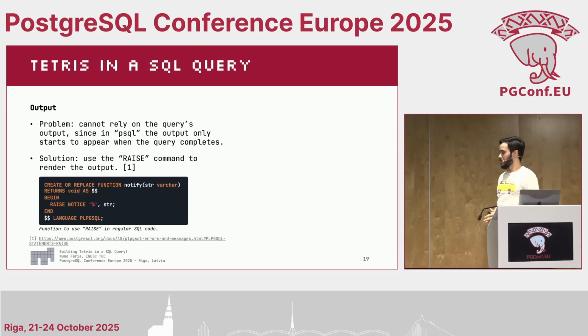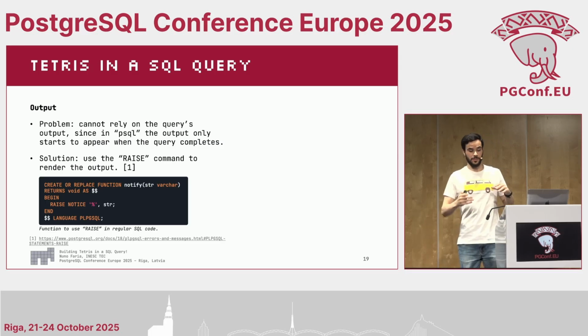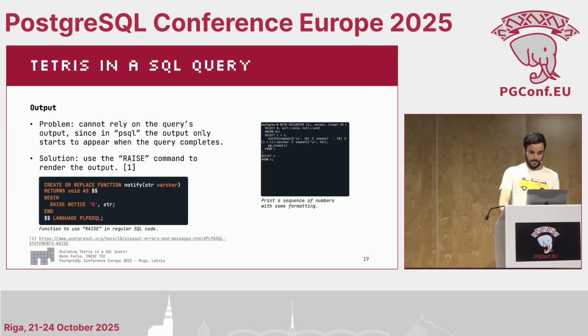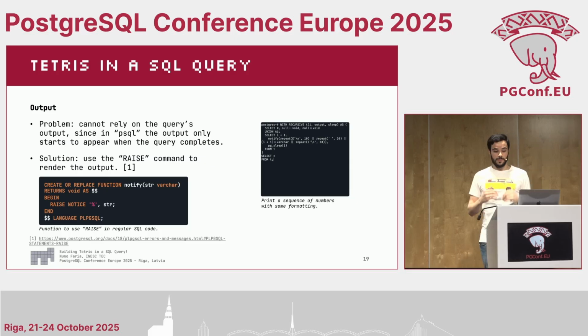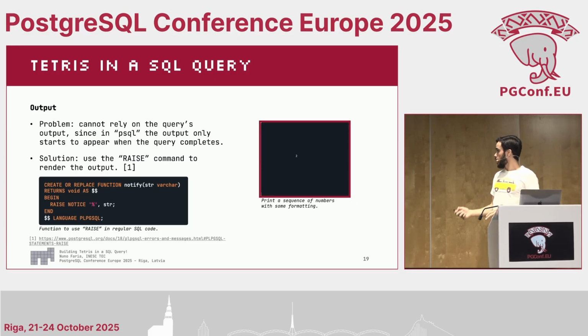And this command is only available in the procedural language of SQL, so we need to create a temporary function just to make it available to regular SQL code. And okay, this is the only piece of procedural language that we need to implement our game. So we implement Tetris in one SQL query and one PL/pgSQL function. And we can now take our string, we can add some empty space, and now the result can appear animated on the screen. So the output is done.